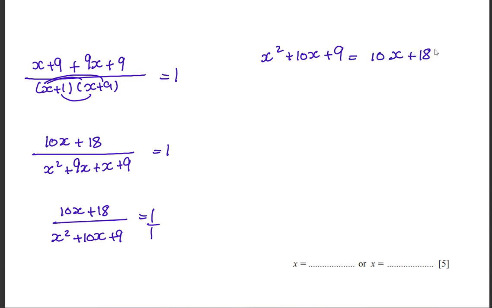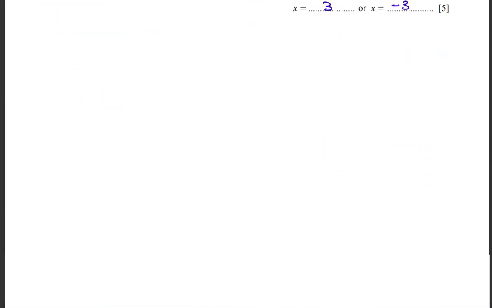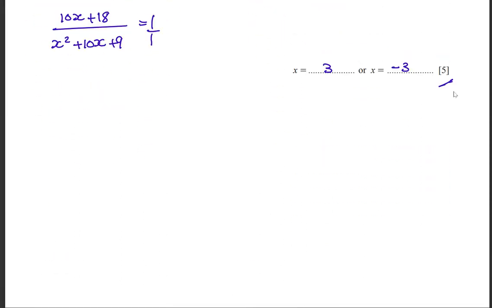Bring all of them to the same side, so x squared. This, I can cross 10x with 10x, and this will be here negative 18. Negative 18 plus 9 equal negative 9 equal 0. Then this is the difference between two squares, x minus 3 and x plus 3. So from here, x equal 3, and from here, x equal negative 3. This is the final answer. And you see, this question is worth 5 marks.